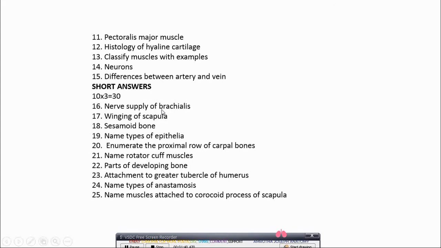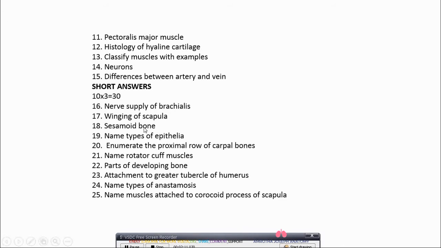And you don't have to draw diagrams unless it's asked specifically. For example, if a question like draw a typical spinal nerve is asked, then you have to draw the diagram. Or if some questions related to histology are asked, then also you need to draw the diagram. Otherwise diagrams are not required, but if you draw the diagram, again, it's good.